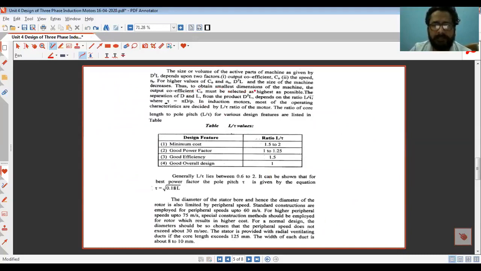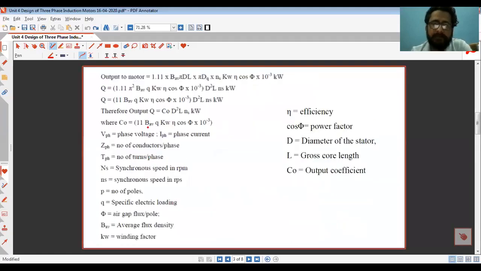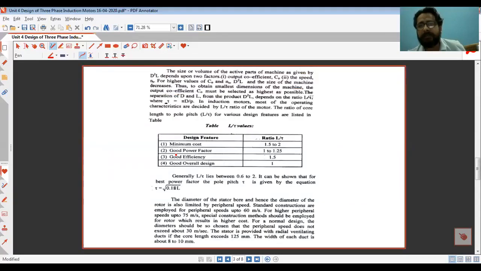Thus, to obtain the smallest dimensions of the machine, the output coefficient C naught must be selected as high as possible. If you want the machine to be compact or small in size, or you want low volume, the value of C naught, the output coefficient, should be high. But it is not that easy. Why? Because C naught depends upon BAV and Q, the specific magnetic and electric loadings. If the magnetic and electric loading increase, they have their own consequences on the performance of the machine, right?